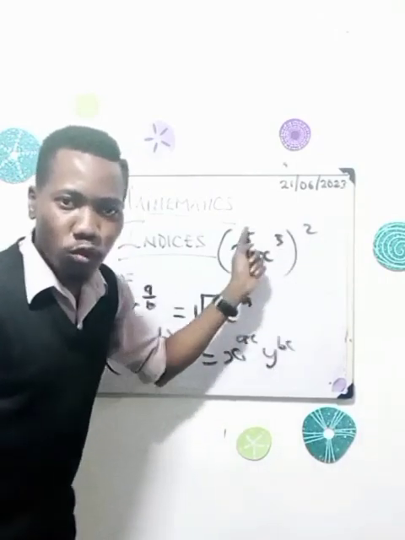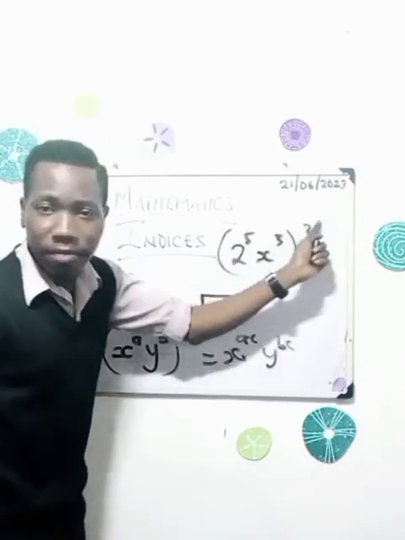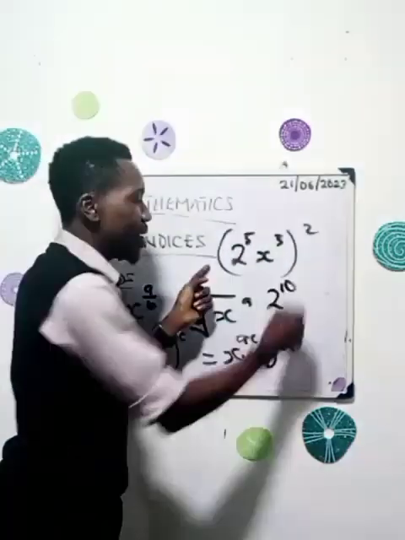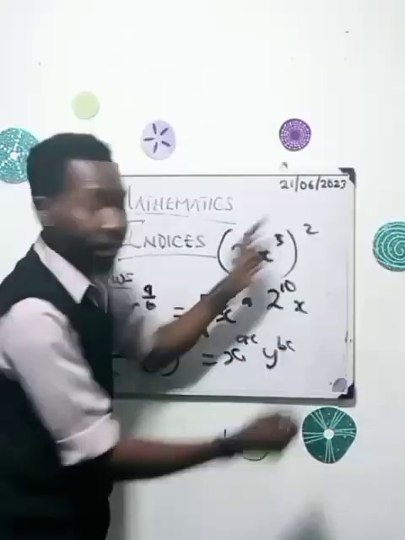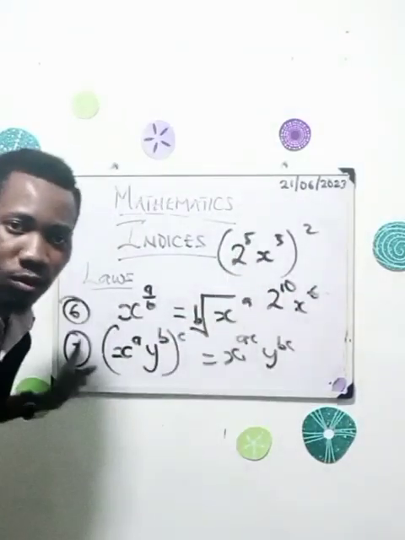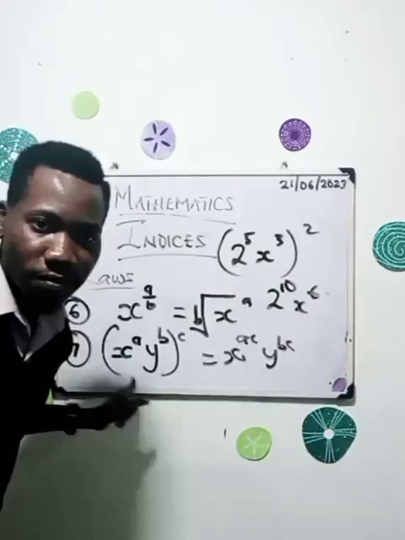So this will become 2 raised to the power 5, squared. And 5 times 2 becomes 2 raised to the power 10, and x raised to the power 3 times 2, x raised to the power 6. That's what this rule is saying.